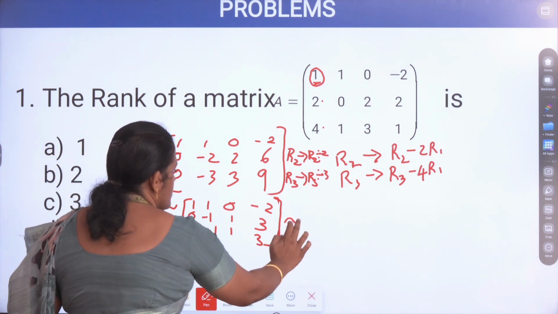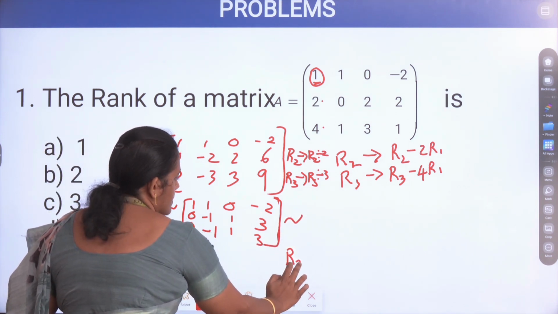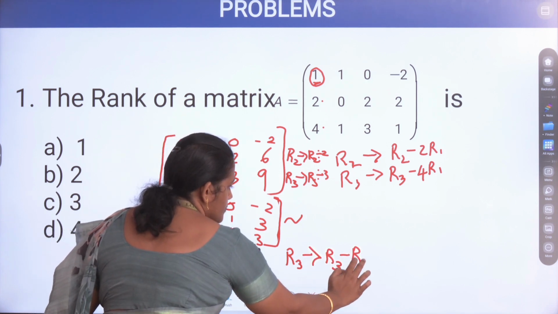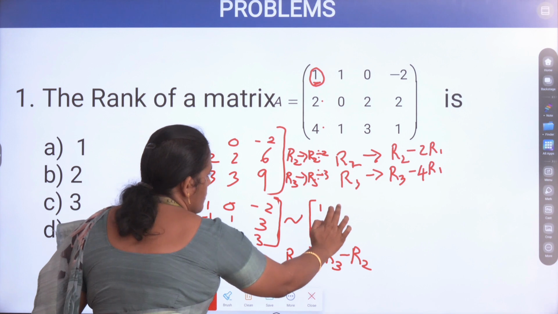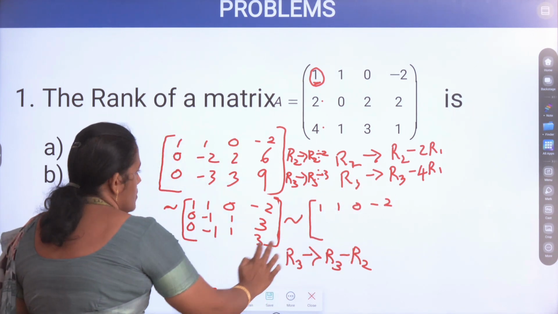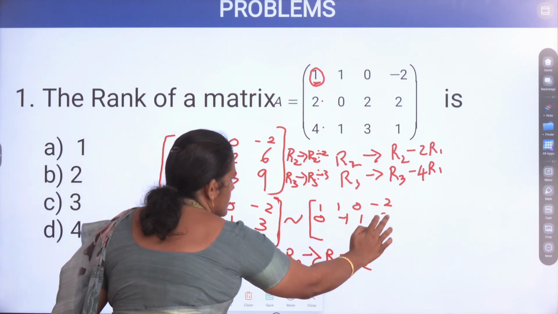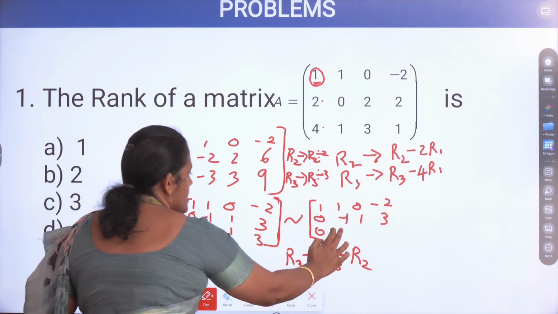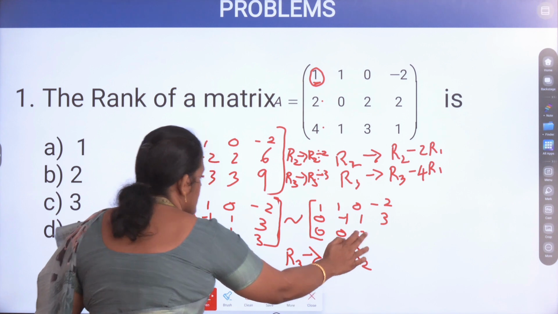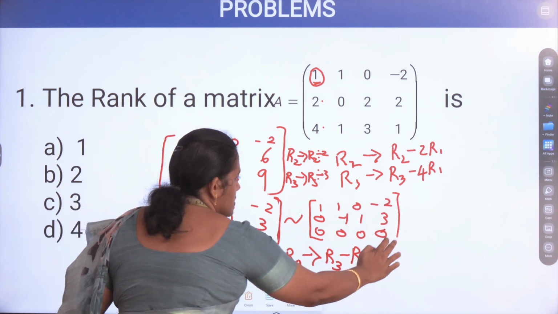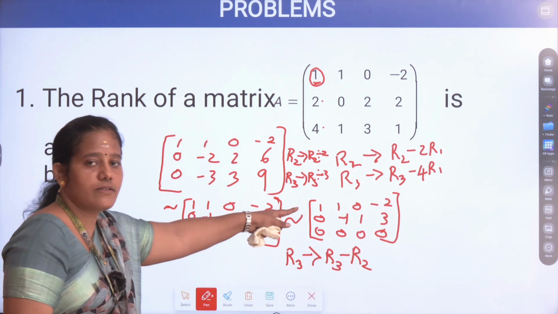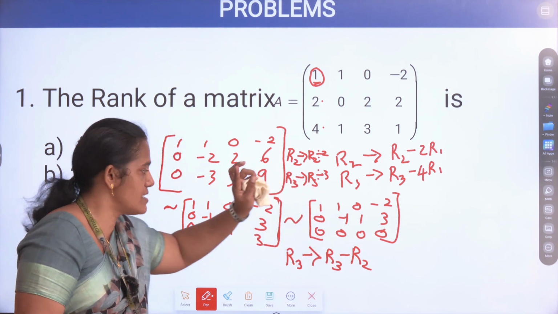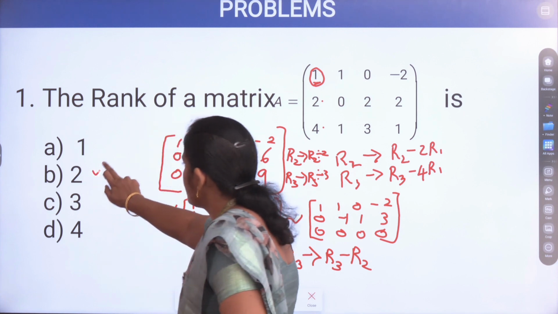So next, using the operation R3 implies R3 minus R2, we get 1, 1, 0, minus 2; 0, minus 1, 1, 3. Next one: 0 minus 0 is 0, minus 1 plus 1 is 0, 1 minus 1 is 0, 3 minus 3 is 0. See that there are only two non-zero rows. The third row vanishes. So the rank of the matrix is 2.